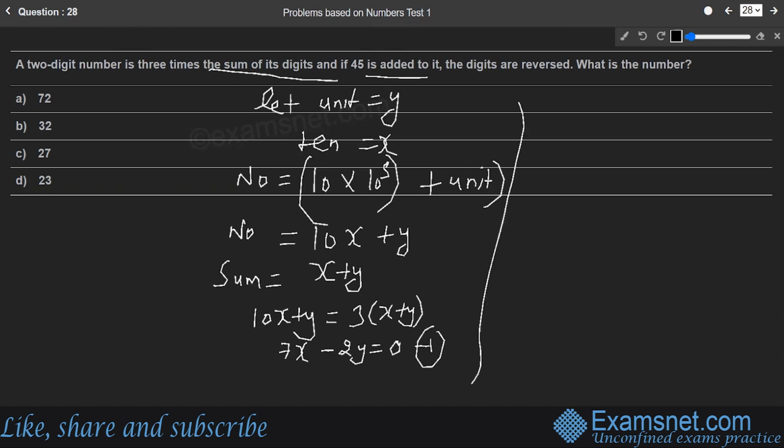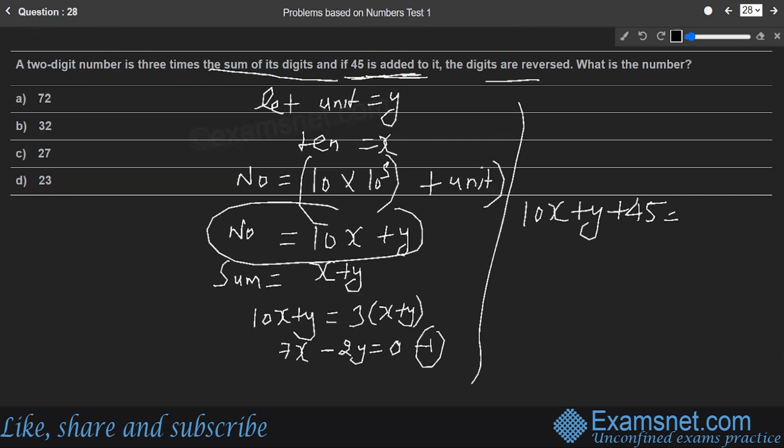Let us look for the second equation, which says that if 45 is added to the original number, the digits are reversed. So let us add 45. 10x plus y was the original number. If 45 is added to it, then what happens? The digits are reversed. If the digits are reversed, the reversed number will be 10y plus x. So it should become 10y plus x, like that.